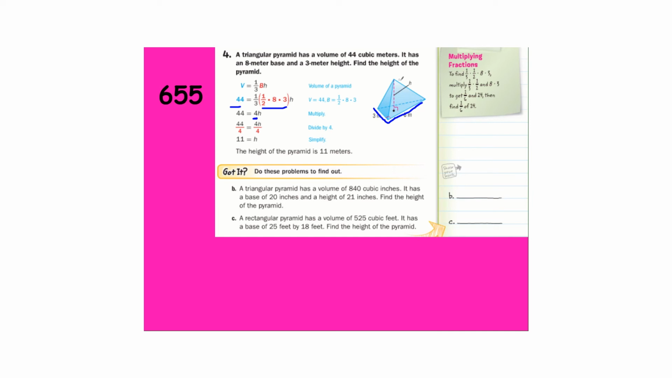And whenever you get that, go ahead and just work it backwards and make sure that you get 44 for your answer. So the area of the base is 8 times 3 divided by 2 is 12. 12 times 11, and then divide by 3, and you should get your 44. Okay? All right. Pause and do letter B and C.